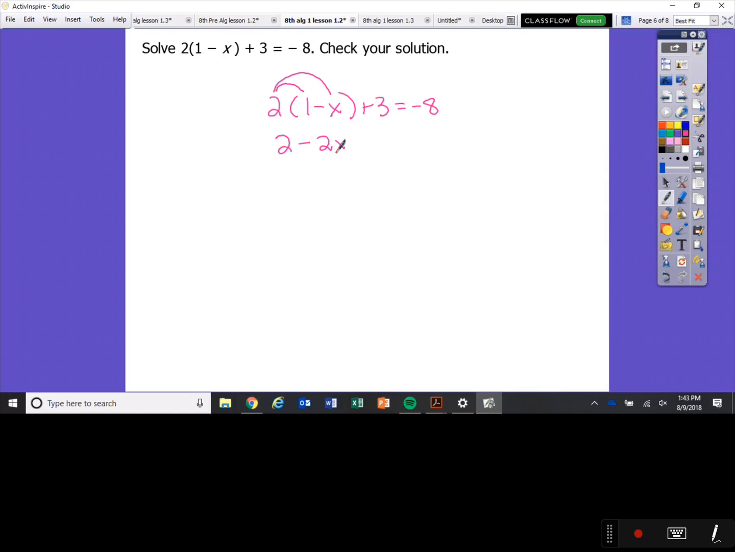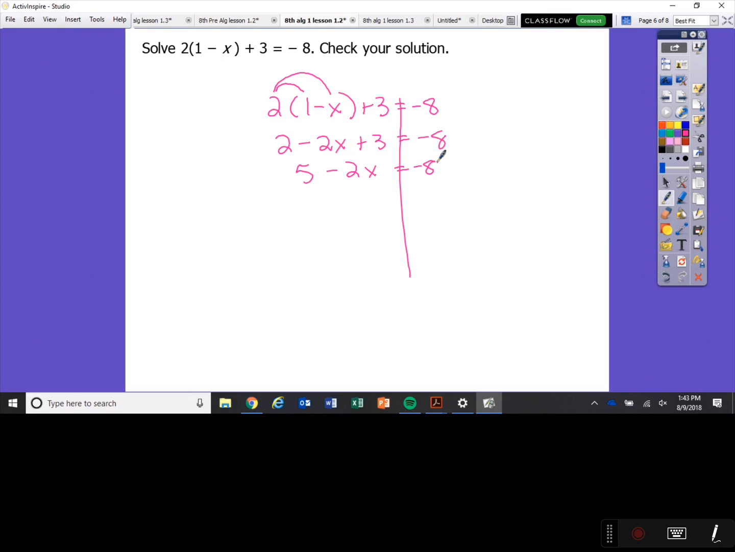Then you bring everything else down. Plus 3. Nope, you do the 3 first. So you remember how when we had 2 x's on the same side and we combined like terms? This 2 has an x on it, so it's not a like term. You put your 2 and your 3 together to make 5, then bring down your minus 2x equals negative 8. Always look to see if you can simplify first before you start solving. It'll make your life easier, I promise.